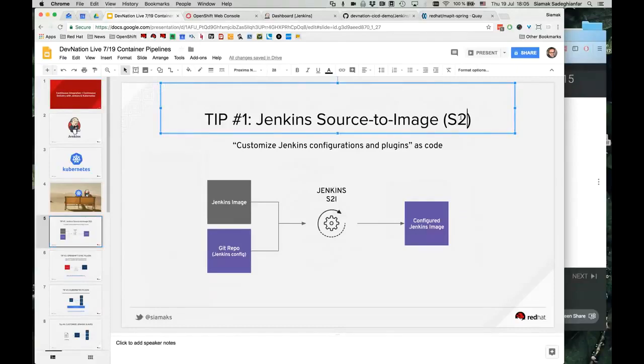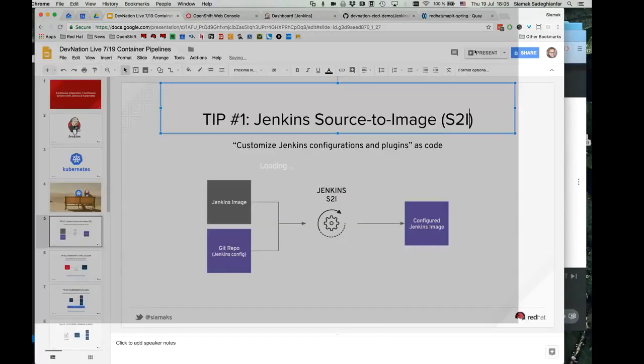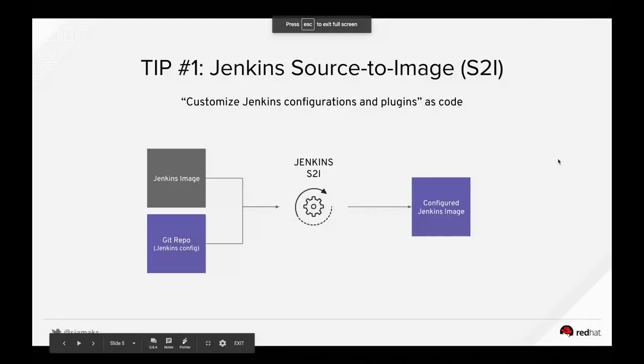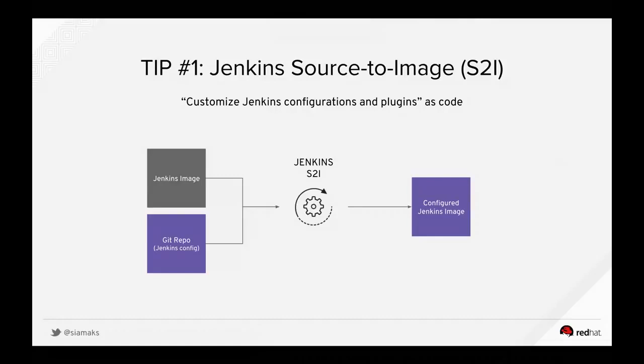What source to image does is that it takes the Jenkins image that comes by the platform, or you could use other images based on this image, and then you can point out a Git repository that contains your Jenkins configuration. That might be the main configuration file in Jenkins, the config XML. It might be your credentials XML file. It might be other files that you need within Jenkins.